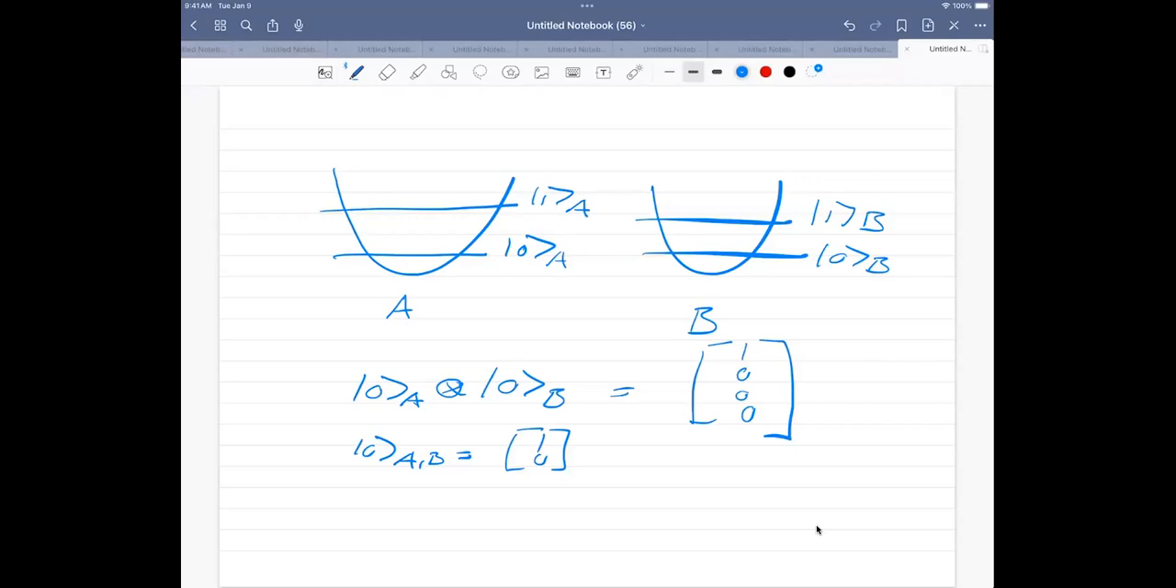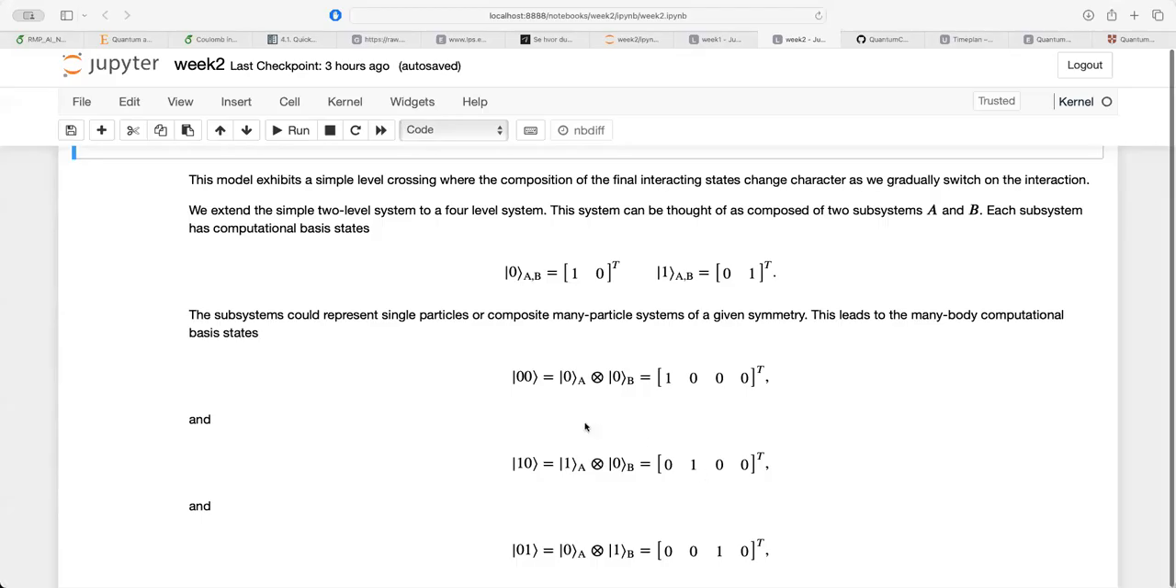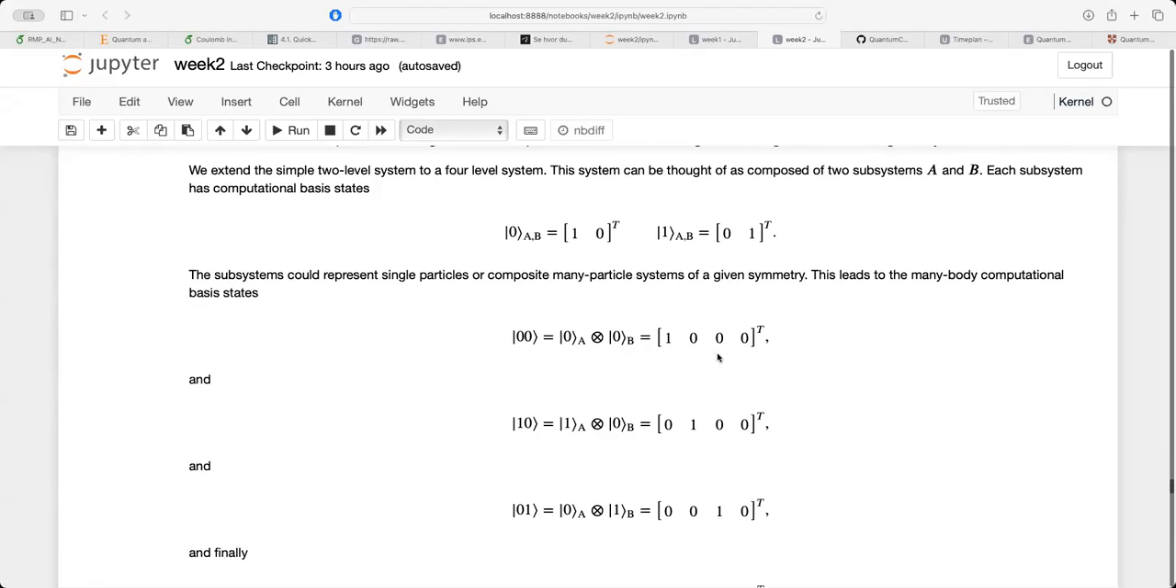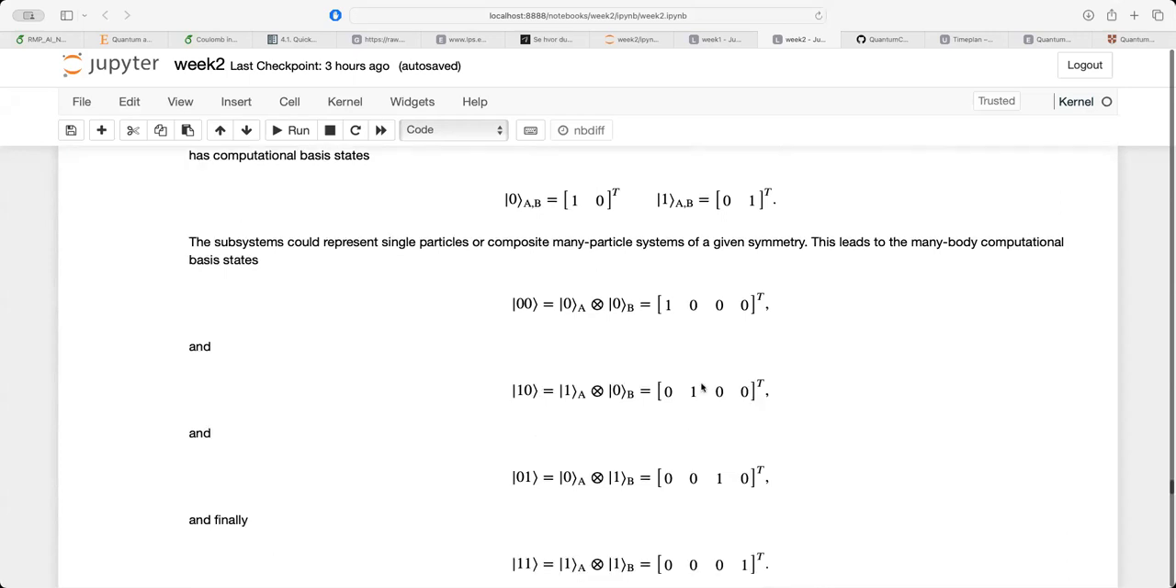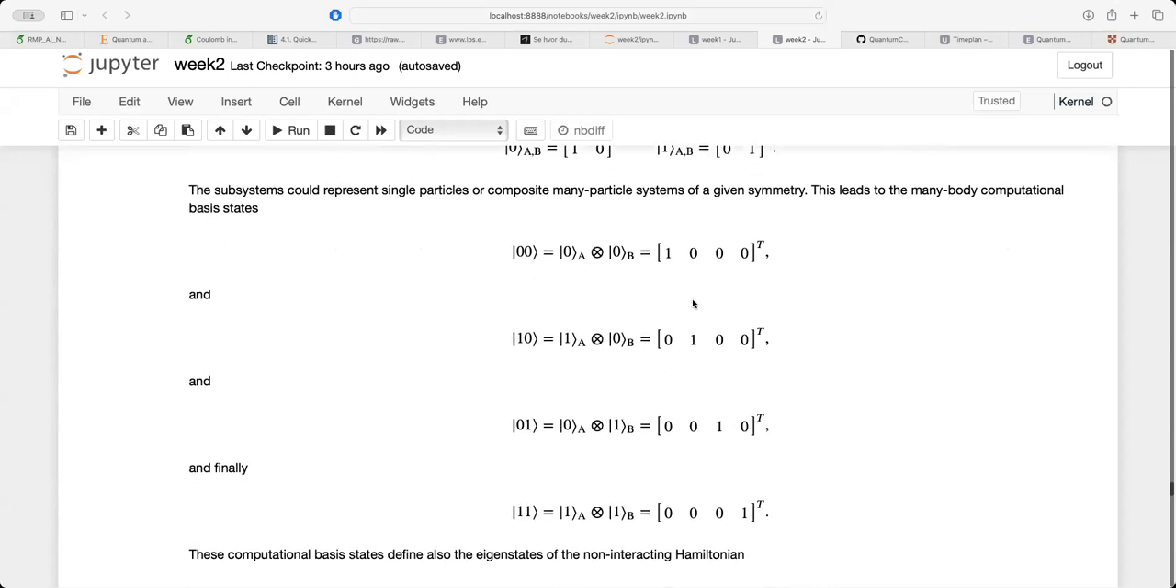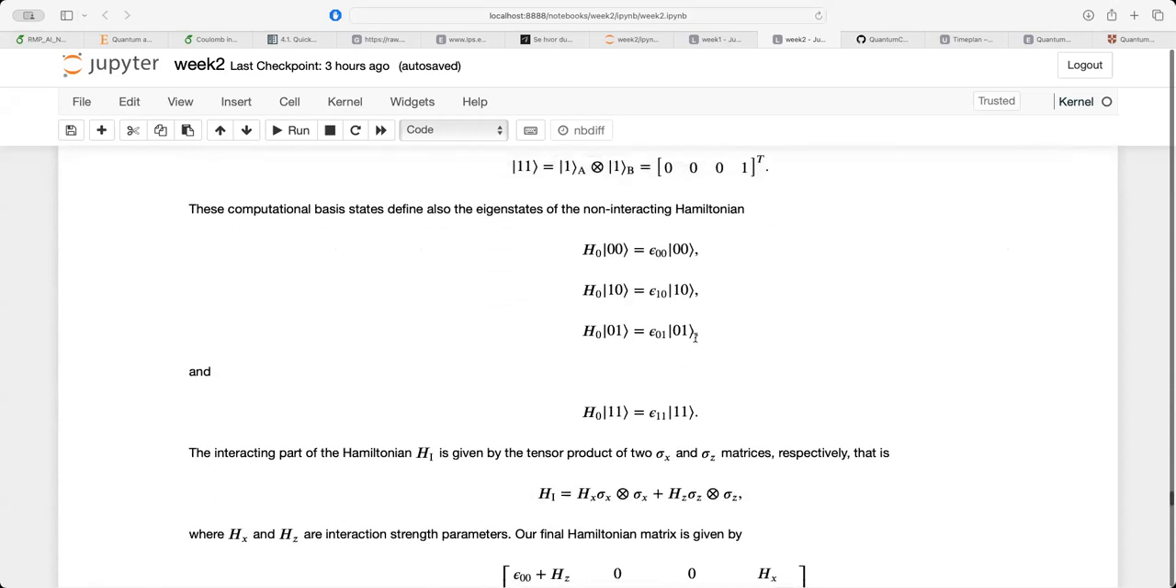And if we go back to the notebook, what you will see then are these possible states which you see here. These are what you get when you do the tensor products. So this defines the computational basis. And then we make an assumption that this computational basis is an eigenbasis of the non-interacting part of the Hamiltonian.